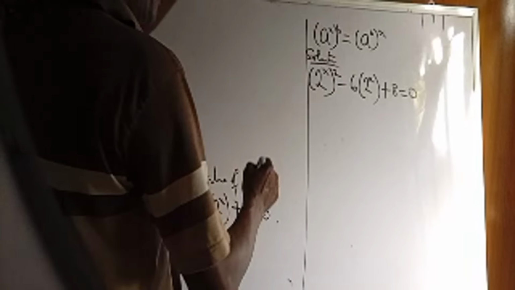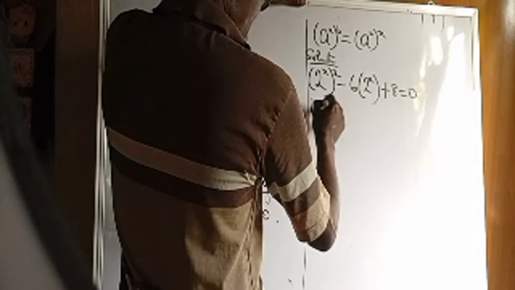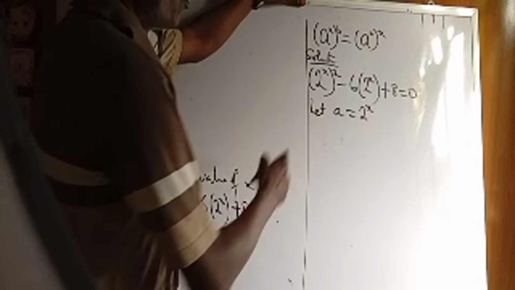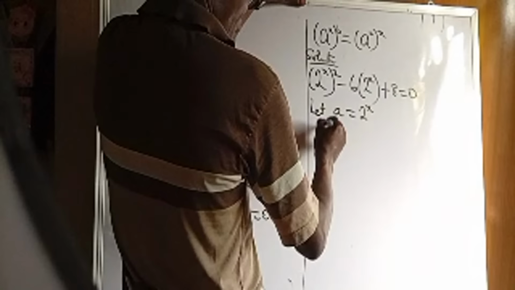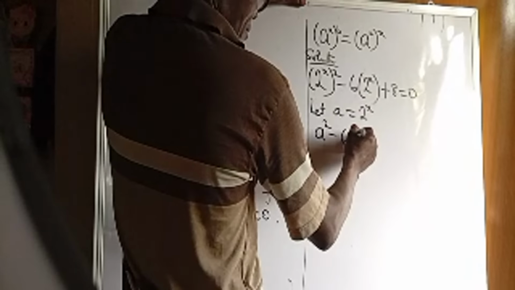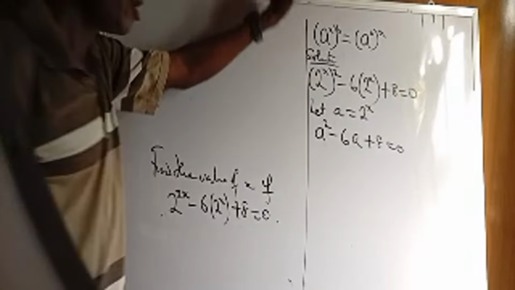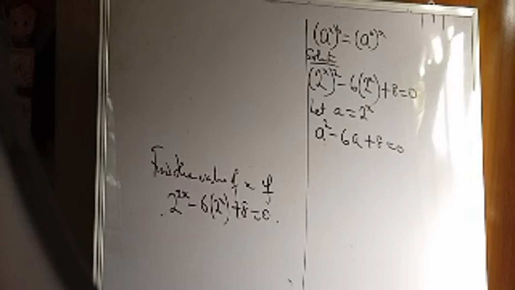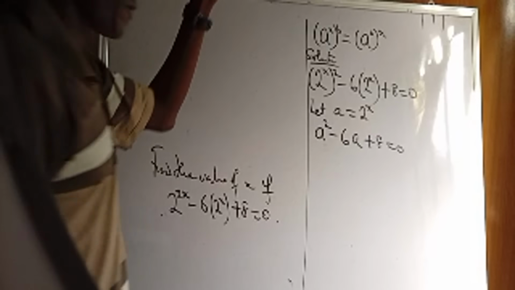So we can now say then, let something represent that 2 raised power x. Let's use a. So you now put a here and have a squared, because the whole of this is now a, minus 6a plus 8 is equal to 0. So clearly, we are now having what? A quadratic equation. So we can factorize fast.